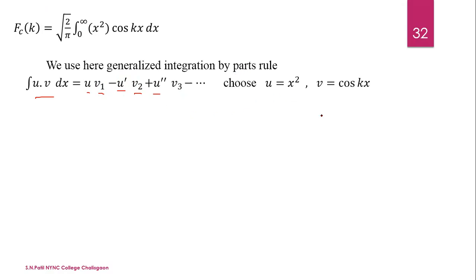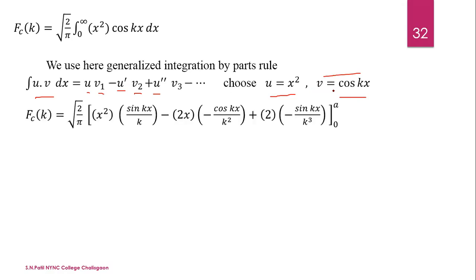So here the selection is very important. We select u as x square because the derivative of x square vanishes after the second derivative. The third derivative of x square is 0. The circular function never vanishes, so we select this function for integration. That's why v is equal to cos of kx. Now apply the generalized by parts rule.